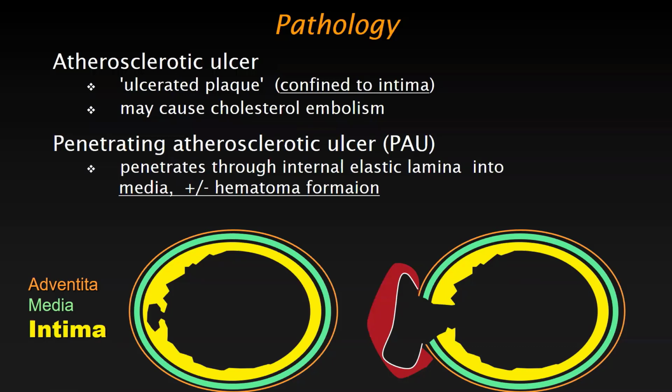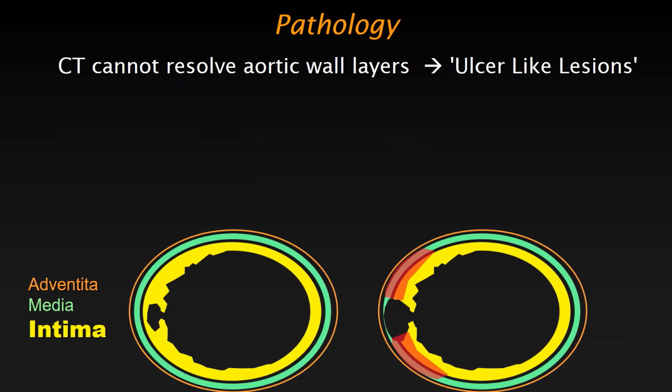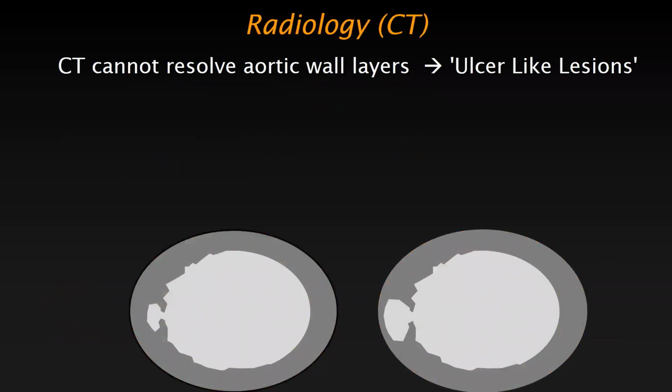So the definition is that it's not confined to the intima, but it goes through the internal elastic lamina into the media and then causes either IMH, it doesn't have to, but it usually does, and usually causes symptoms. On imaging, the difficulty is that if you have an image that has a yellow intima, a green media, and an orange adventitia, then you could always make this distinction between atherosclerotic ulcer or penetrating atherosclerotic ulcer. But the last time I looked, our CT images usually give you grayscale images, and you cannot distinguish it well.